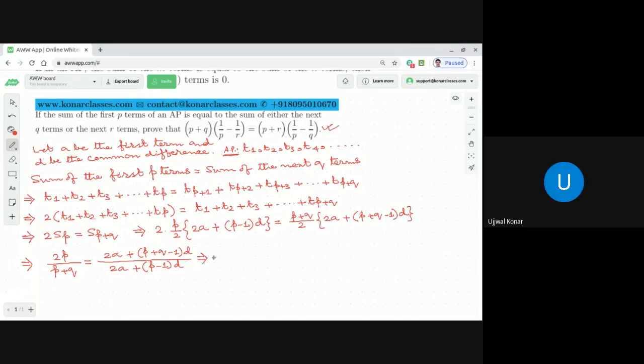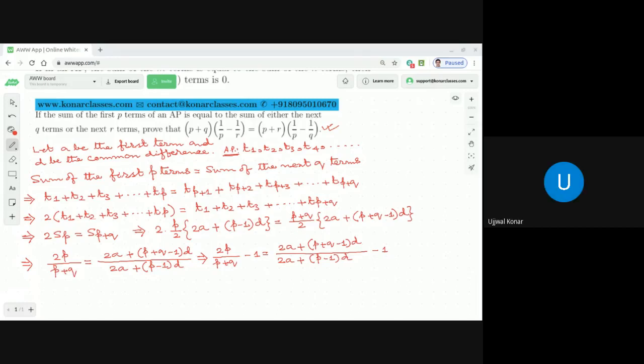So that actually motivates you to make this thing that 2P by P plus Q minus 1 is equal to 2A plus P plus Q minus 1 into D divided by 2A plus P minus 1 into D minus 1. Correct. Clear or not clear? Yes.